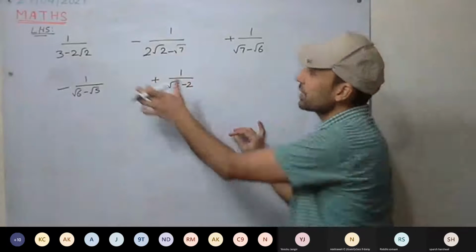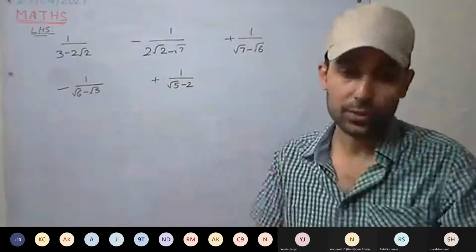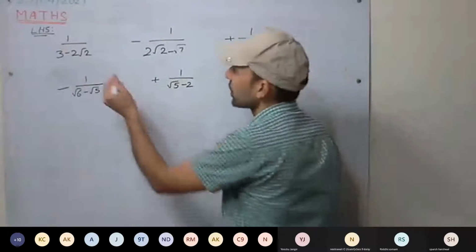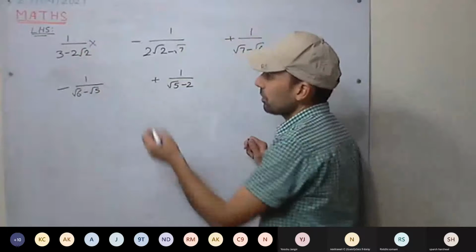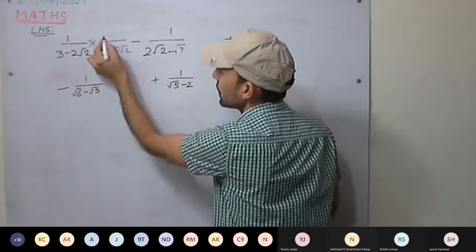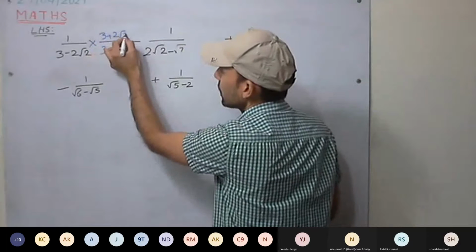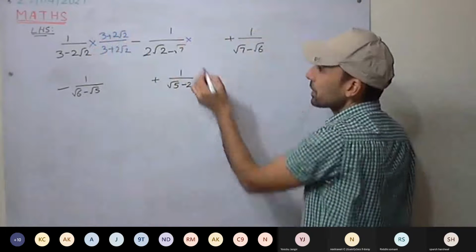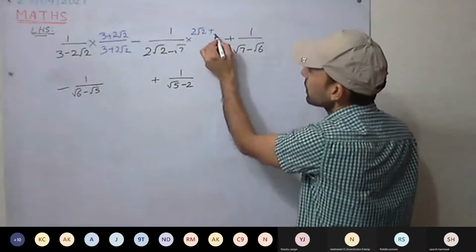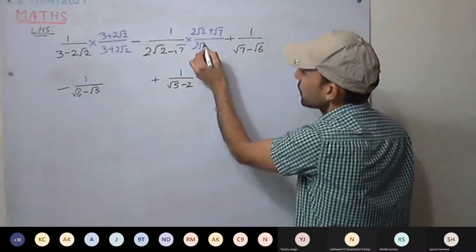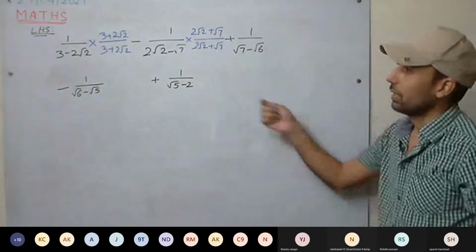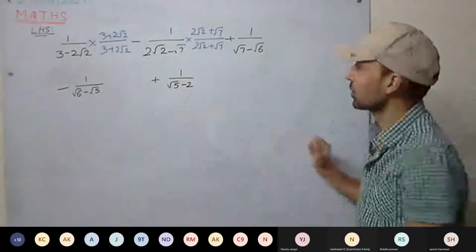Now we are going to rationalize every term. So the first term will multiply with what? 3 plus 2 root 2. The second term will be multiplied with 2 root 2 plus root 7. Understood this one? We have to rationalize the denominator so that we can solve.